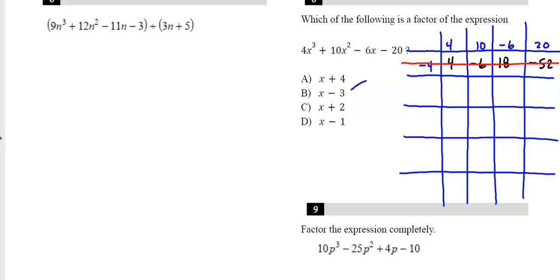Now I'm going to try positive 3. Slide down the 4, that's 12. Add them up. Times them, I get 66. Add them up. Times them, I get 180. Add them up. Not even close. So I try the next one, negative 2. Slide the 4 down. That'd be negative 8 added to 10. It's 2. Negative 4 added to negative 6. That's negative 10. And negative 2 times negative 10 is 20.